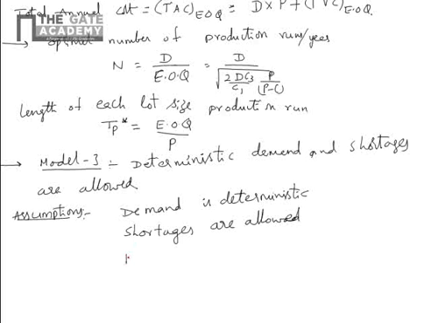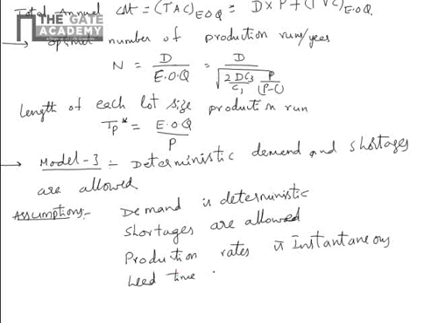Production rate is infinite, so instantaneous production rate is again instantaneous like the first model. Next is lead time is zero, nothing but instantaneous production. Next, reordering is allowed.